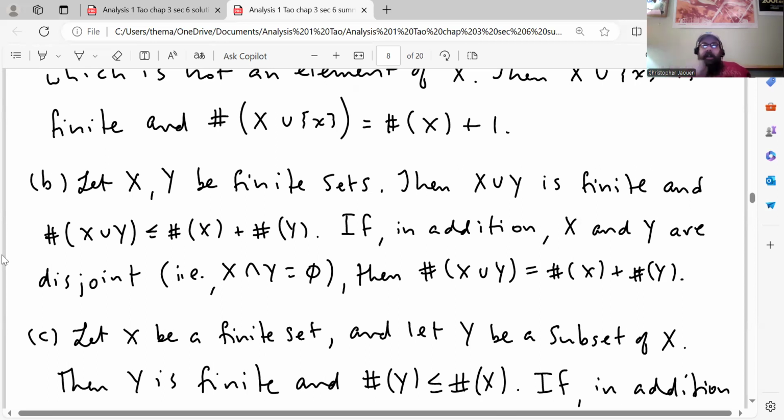But anyway, then X union Y is finite, and the cardinality of X union Y is less than or equal to the cardinality of X plus the cardinality of Y. If, in addition, X and Y are disjoint, in other words, X intersect Y is empty, then the cardinality of X union Y is equal to the cardinality of X plus the cardinality of Y. So here's my proof.